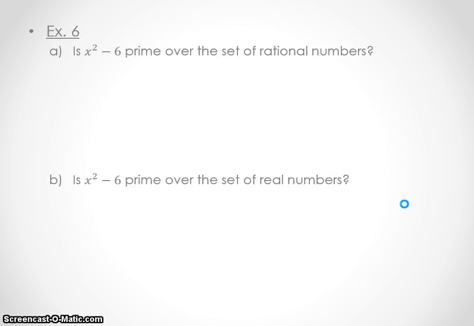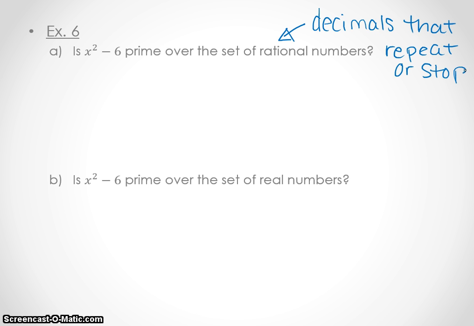Example 6. Letter A says, is x squared minus 6 prime over the set of rational numbers? Now remember, rational numbers are decimals that repeat or stop. If they don't repeat or stop, then they're irrational numbers. Our most famous irrational number is pi, or remember e, which we learned was a new one. Those are good examples of numbers with no pattern, no repetition, and they never end. So that's what we mean by rational: not those numbers.